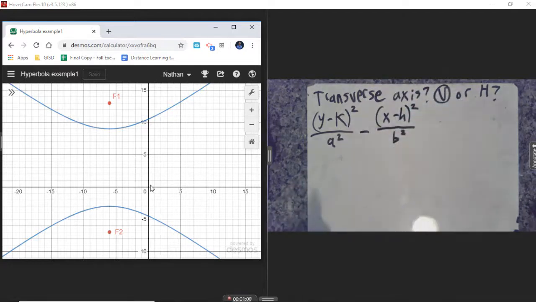Now, there's 4 parts that we need to fill out: a, k, h, and b. Don't forget that a is always going to be the length from the center along the transverse axis, which we determined was here, to the vertices, or to the vertex. The center is somewhere over here, and we'll get the exact value in a sec.